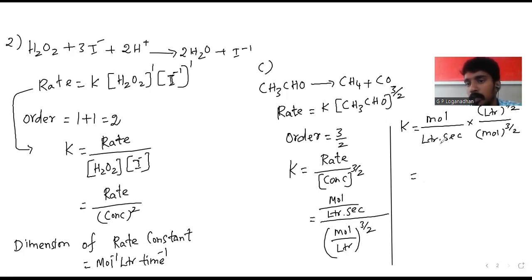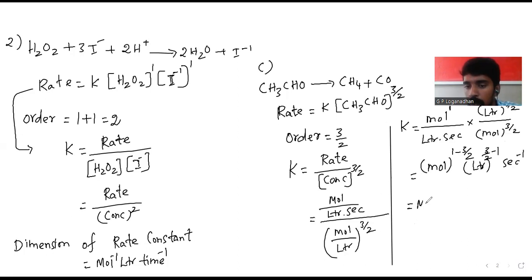Now solve this. Here mole power 1, here mole power 3 by 2. So mole power 1 minus 3 by 2. A power m divided by A power n equals A power m minus n. Next, liter in the numerator is 3 by 2, in the denominator it is 1, so minus 1. Next, second inverse. So 1 minus 3 by 2. What is 1 minus 3 by 2? Minus 1 by 2, right?